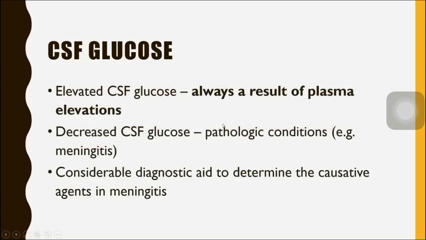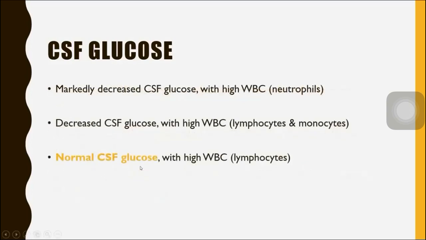So, kanina na-mention natin sa protein, the diagnostic or clinical significance is placed at the elevated result. Okay, baliktad naman siya for CSF glucose. Yung clinical significance naman niya is placed at the decreased CSF glucose. Okay, so decreased CSF glucose, pathologic conditions, nandun siya. Okay, pag elevated, it is always a result of plasma elevation. Okay, so ano ba yung main purpose ni CSF glucose natin? So again, ang pathologic condition is on the decreased portion. So kung mapapansin nyo, usually yung mga decreased, yun nandito.